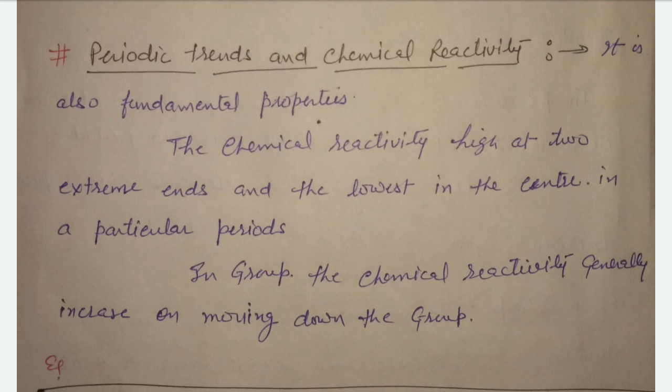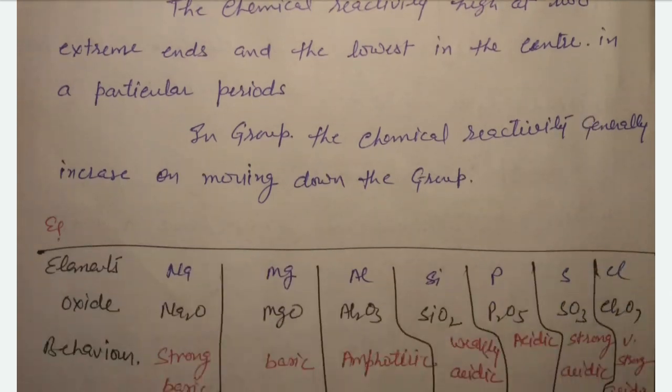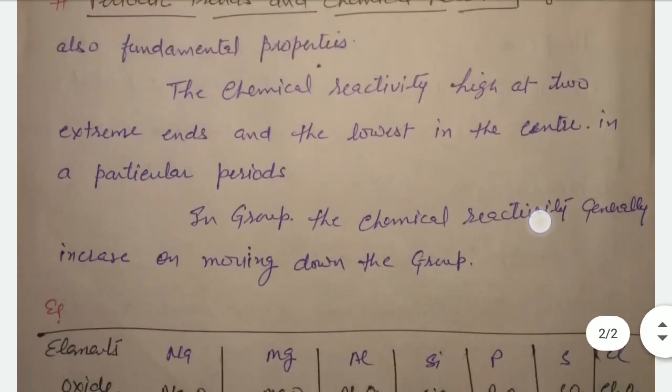This is because the valency is lower at the ends of the period. In a group, chemical reactivity increases on moving down the group, due to increased atomic size, decreased ionization enthalpy, and decreased effective nuclear charge.